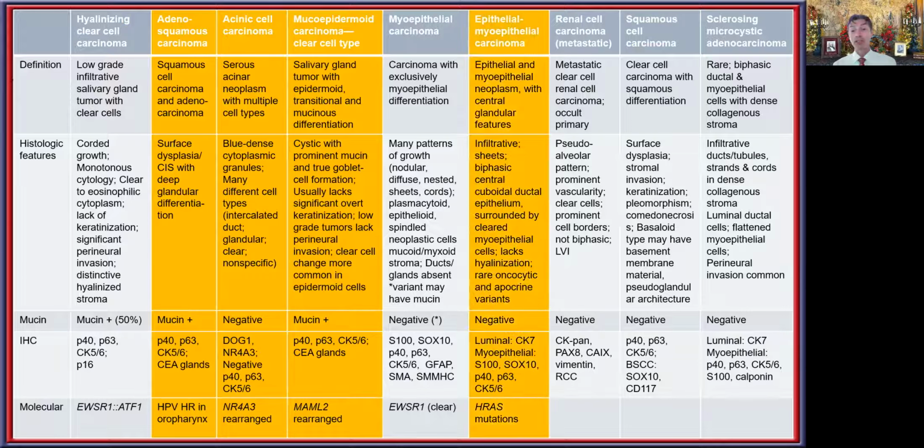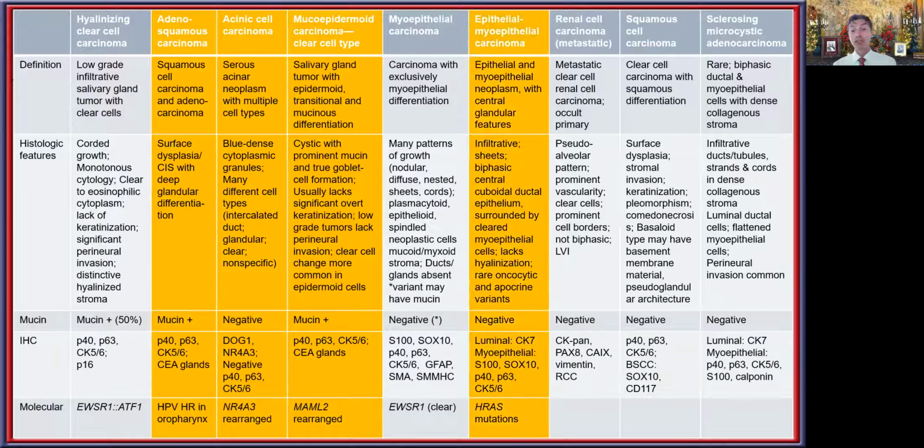And I'm going to talk about the sclerosing microcystic adenocarcinoma because it is a biphasic neoplasm, but it's so incredibly rare. It's very, very uncommon, although it does affect the minor salivary glands. It is a biphasic tumor where there are cords and nests in a very, very dense collagenized stroma. And so here the biphasic appearance is what is helpful because you'll get luminal CK7 reactivity, while the myoepithelial cells will mark with a variety of myoepithelial markers.